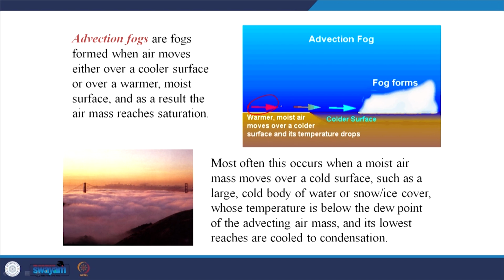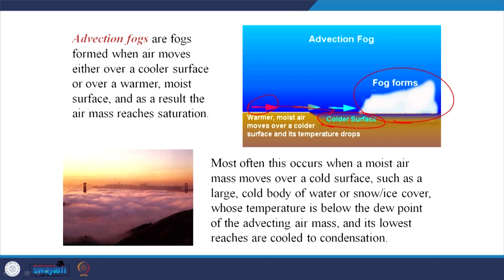It is suddenly encountering a surface which is cool in nature. So, suddenly the temperature of this air mass decreases. When the temperature of this air mass decreases, suddenly it reaches saturation. Since the air is moving, advection fog is generally formed at a point which is not cool; rather, due to the movement, the fog is formed here.